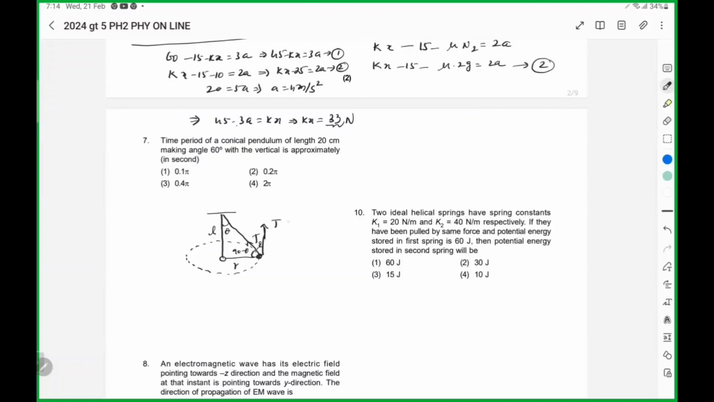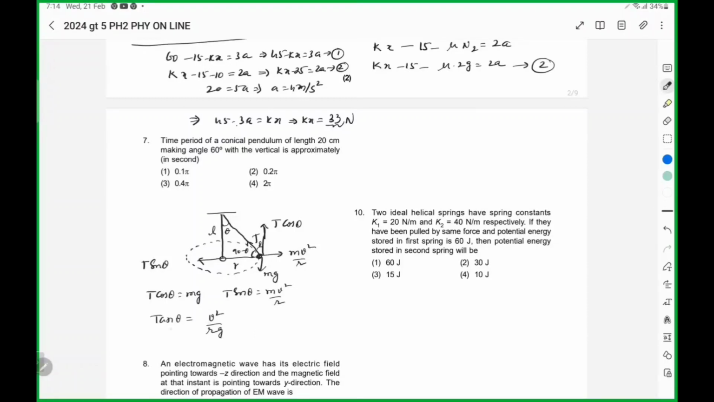Tension component: in this direction, T sin theta, which is balanced by the centrifugal force. And here it is mg. T cos theta is mg. So T sin theta here is, dividing one by the other, we get tan theta as v square by r g.